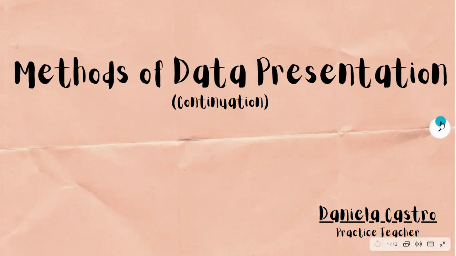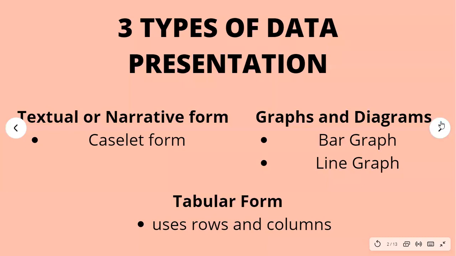To have a recap, last Thursday, we discussed the three types of presenting data, which is the textual or narrative form, in which the caselet method falls under. We also have the tabular form, which uses columns and rows to organize data. And lastly, we have diagrams and graphs, which we have bar graphs and line graph. Today, the methods to be discussed will fall under the diagram or graph category.